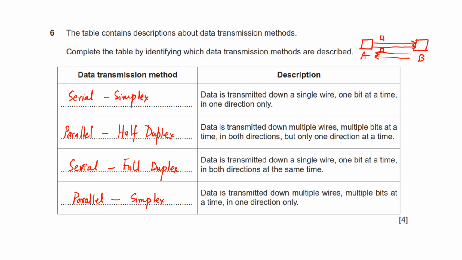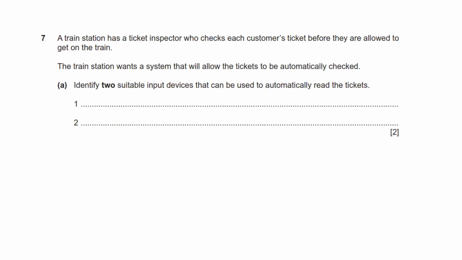Okay, moving ahead, part 7. It says a train has a ticket inspector who checks each customer's ticket before they are allowed to get on the train. The train station wants a system that allows the ticket to be automatically checked. Identify two suitable input devices that can be used to automatically read the ticket. So for reading a ticket, a QR scanner can be an option. Then you have a barcode scanner.